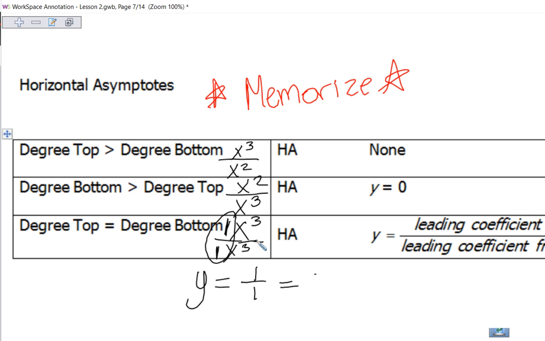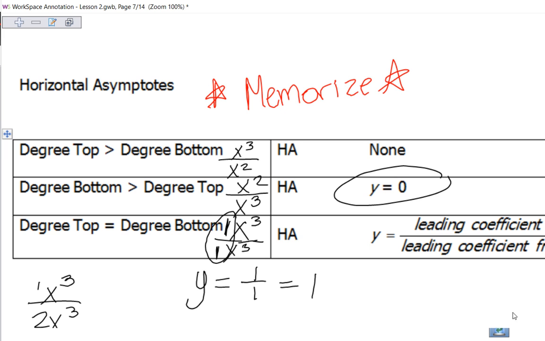So again, to recap, if the degree in the top is the biggest, then you do not have a horizontal asymptote. If it's bottom heavy, which means the biggest degree is in the bottom, then your horizontal asymptote is y equals 0. But if the largest degrees are the same, then it's y equals the ratio of the coefficients. Now for this example, it's 1 over 1. It's not always going to be 1 over 1. Like if I had x cubed over 2x cubed, what would be that equation? It would be y equals what? 1 over 2, or 1/2. So it's not always 1 over 1.